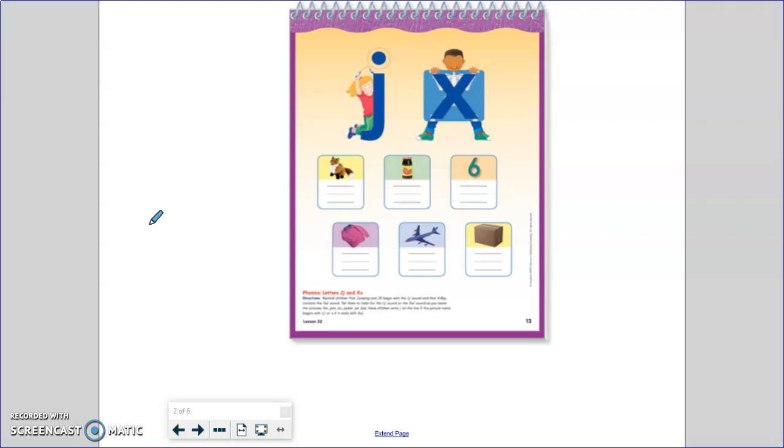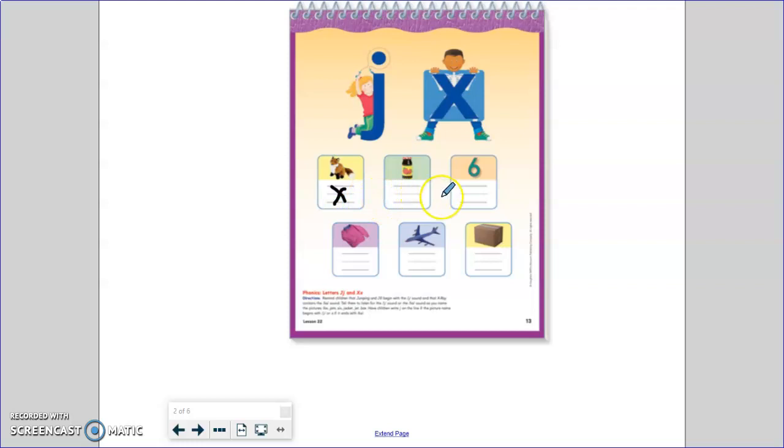So let's see, we have a fox. Listen to that word, fox. Do you hear the J sound in fox? No. Do you hear the X sound? Fox. I hear the X sound at the end of the word fox. So I'm going to put an X.